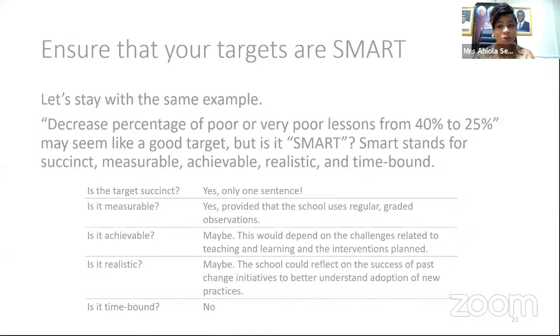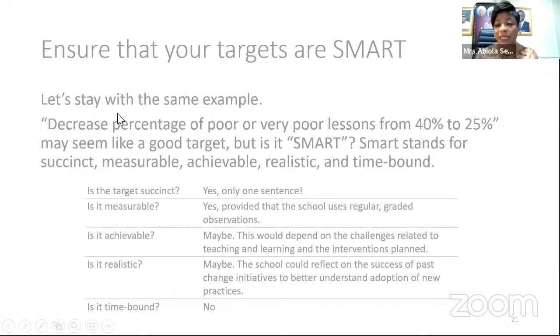So is it just going to happen by magic, or are we going to have a plan for our teachers where they're going to undergo some type of coaching, mentorship, you know? Then is it realistic? Again, maybe. The school needs to reflect on the success of past change initiatives.